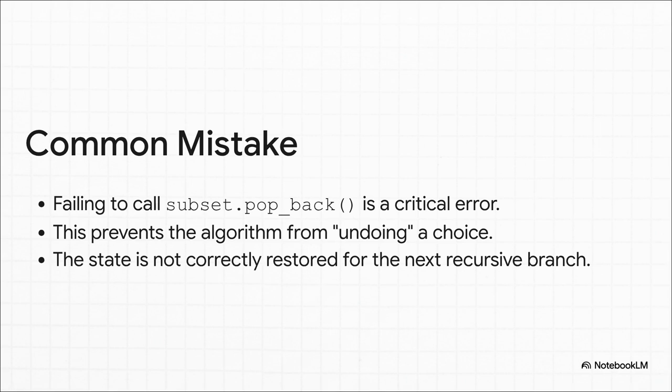Now pay attention here, because this is probably the most common mistake I see. That subset pop back line is absolutely mission critical. This is what we call backtracking. After you go down a path where you've included an item, you have to undo that choice. You have to pop it back off. If you forget, your state gets messed up, and every future subset will have that leftover item in it. So the golden rule is always clean up your state after a recursive call.